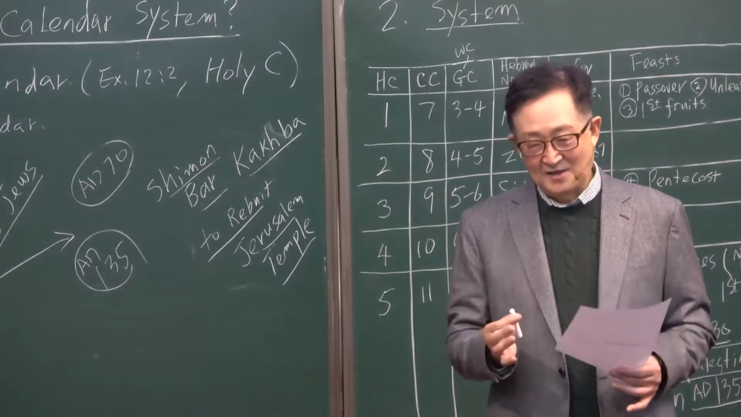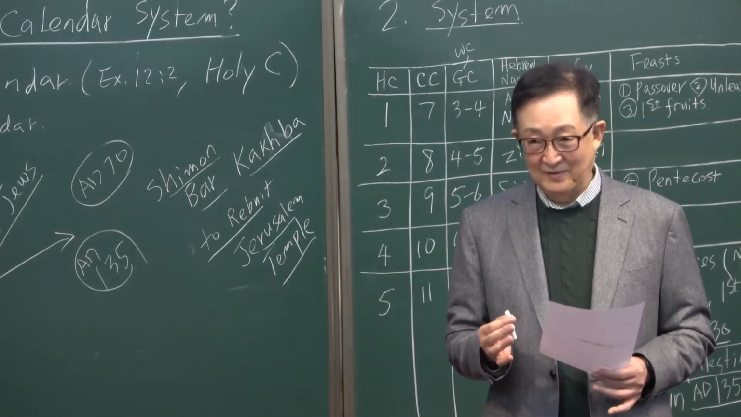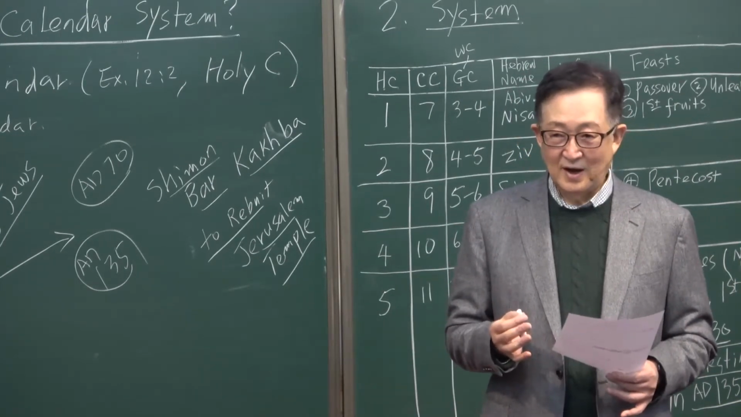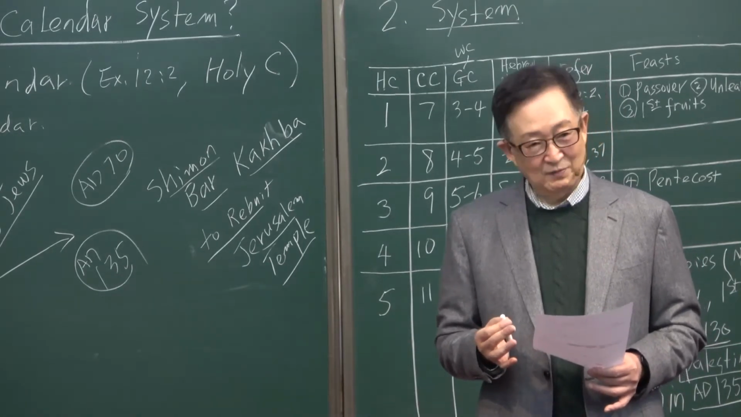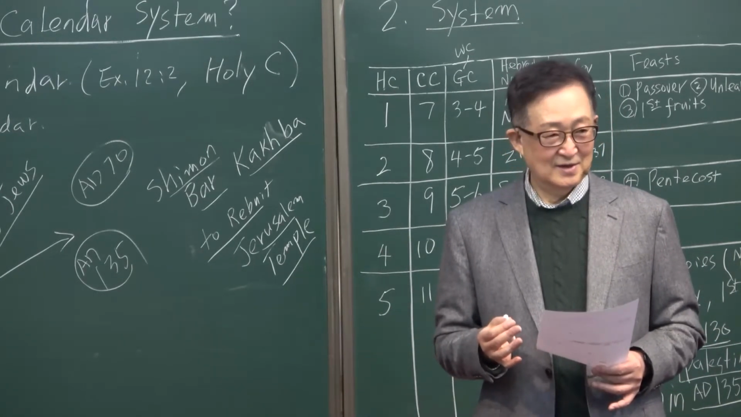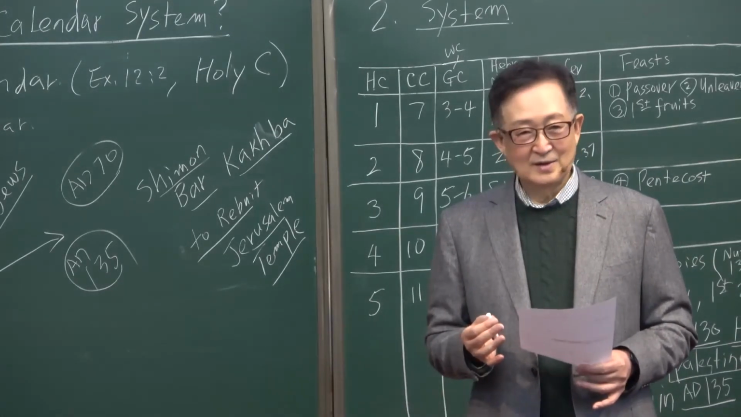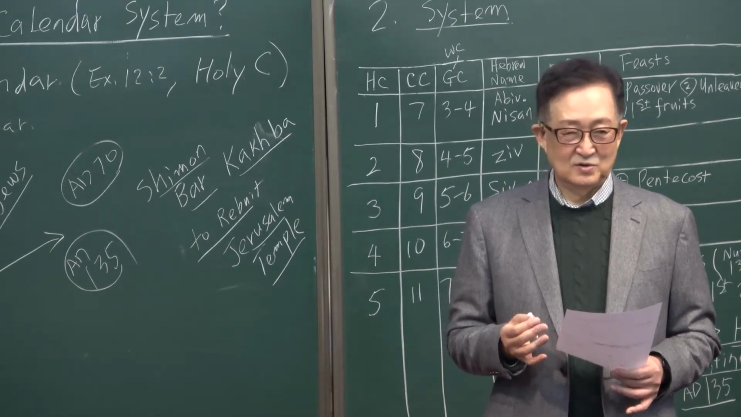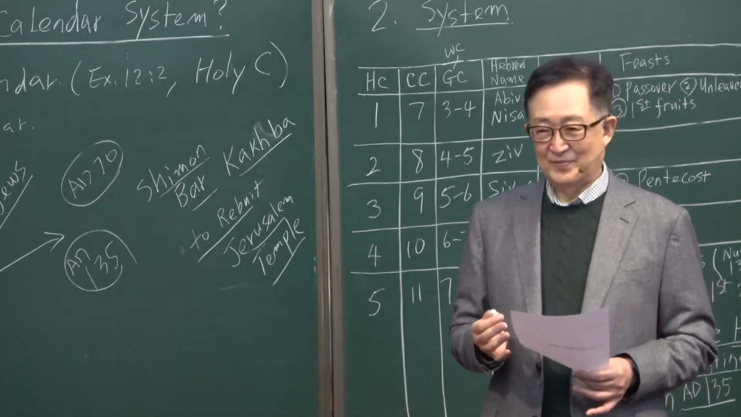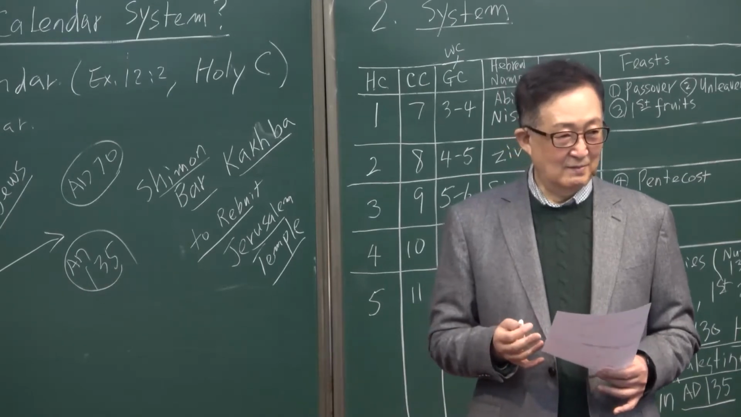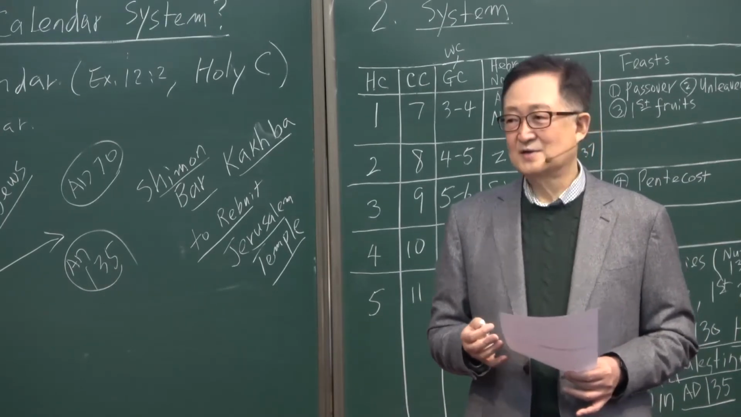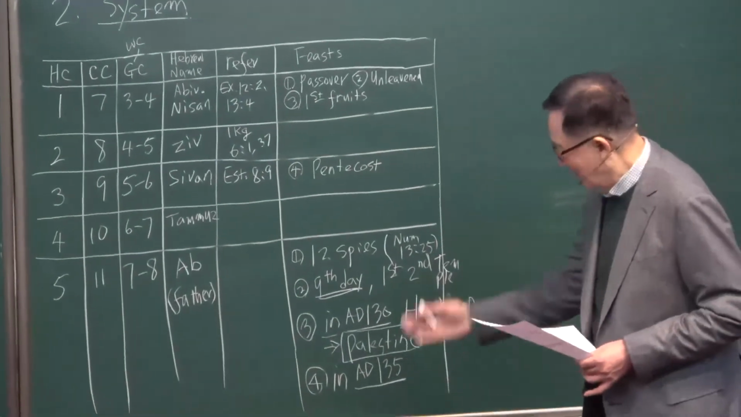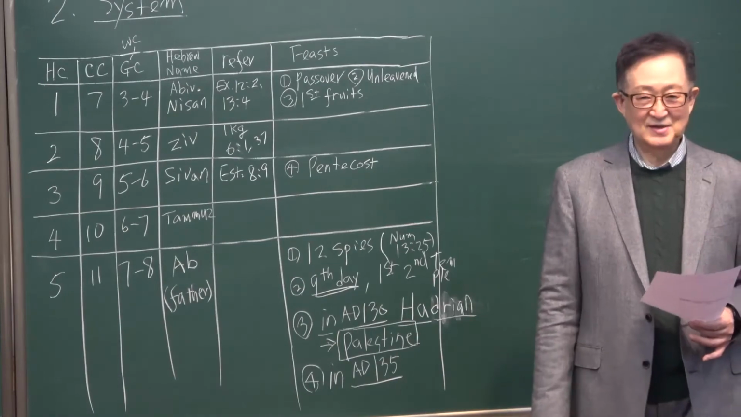All these sad stories, historically, took place in what month? Av month. As a result, the month of Av is a very tragic month among those Israelites. How many have I given you? 4 historical stories.